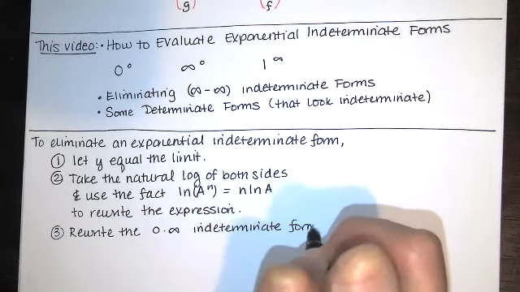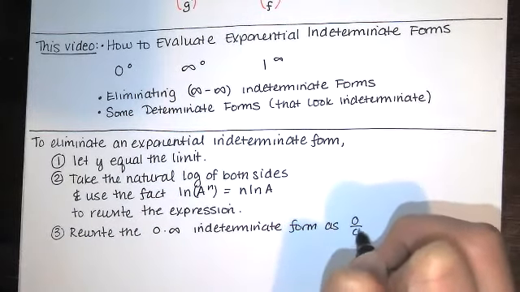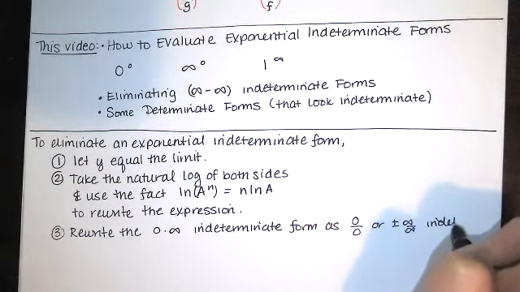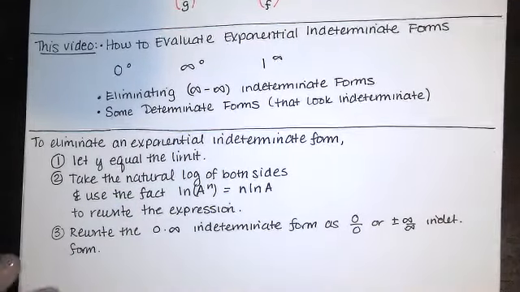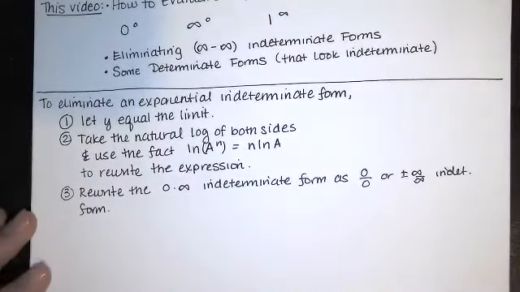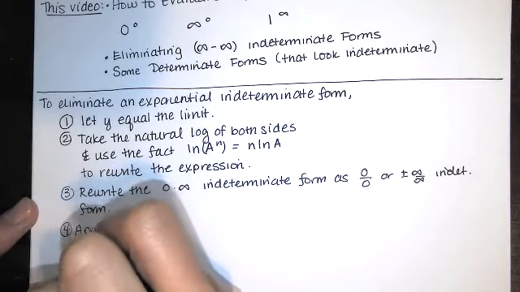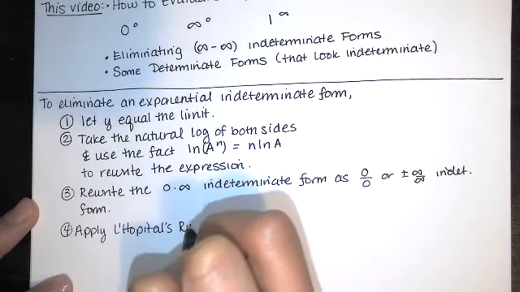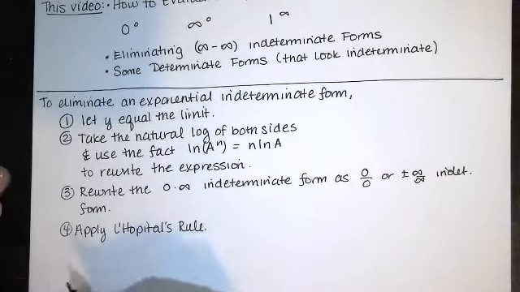So you're going to rewrite that as a 0 over 0 indeterminate form, or plus or minus infinity over infinity indeterminate form, using that algebraic manipulation that we talked about in the last video. Finally, you'll be able to apply L'Hopital's rule. And that will give you the natural logarithm of the limit that you're looking for. And then you'll use the exponential to solve for the limit.